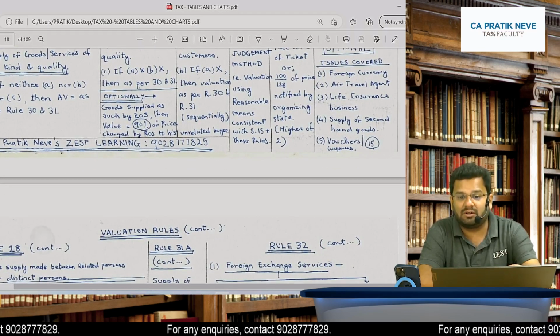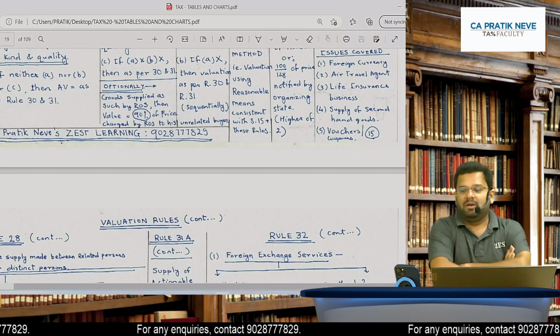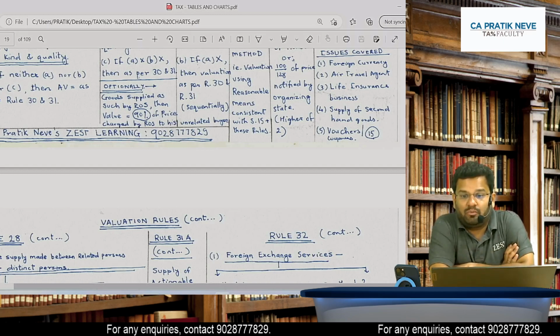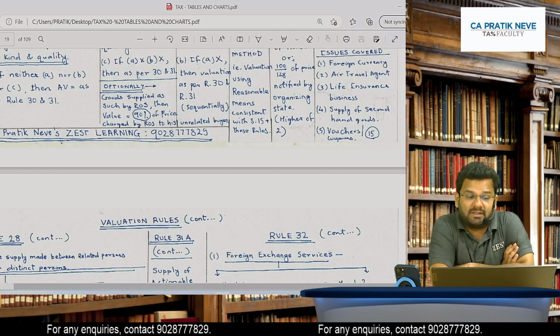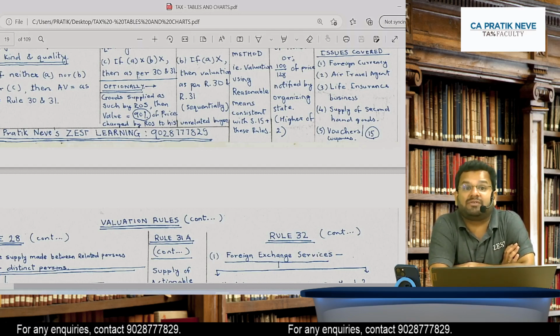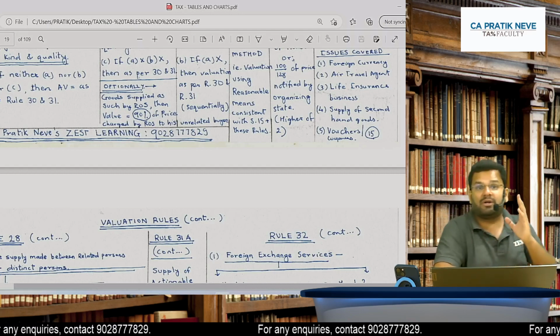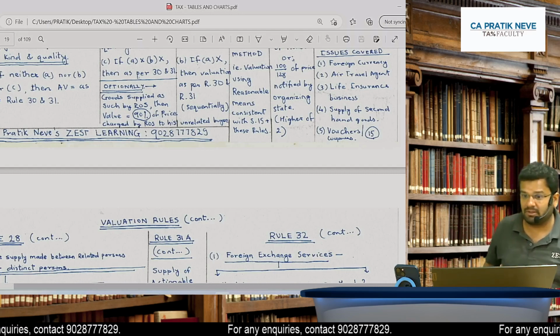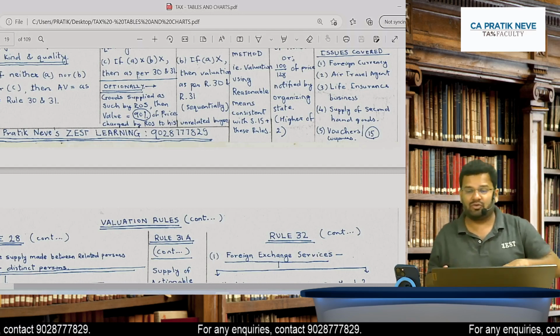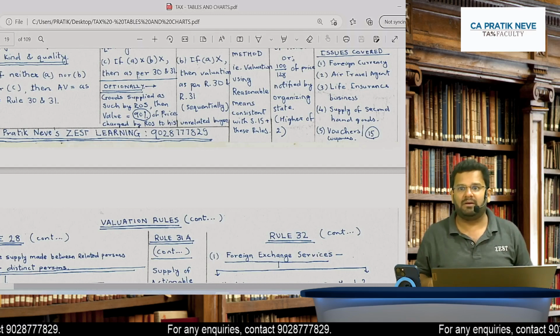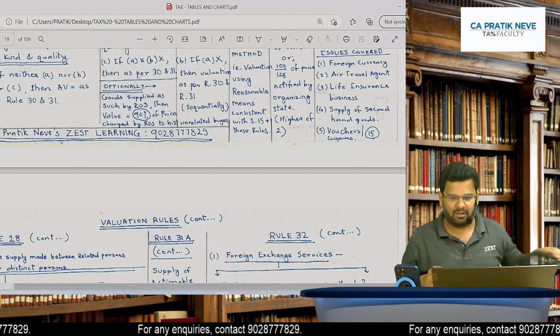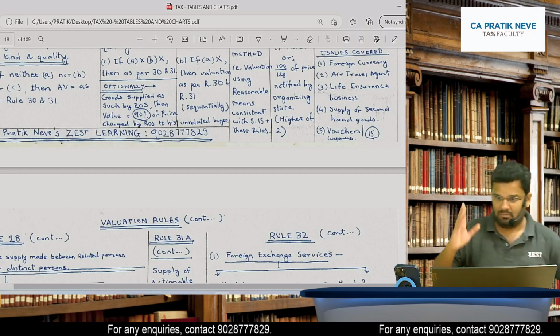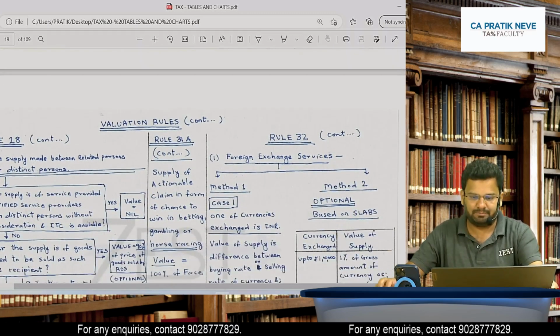What issues it covers? 1. Foreign currency. 2. Air travel agent. 3. Life insurance business. And 4. Supply of second hand goods. These are the most important things to be covered in rule number 32. And of course vouchers, coupon, that is very simple, that is very straightforward. Okay, so let's start with foreign currency.